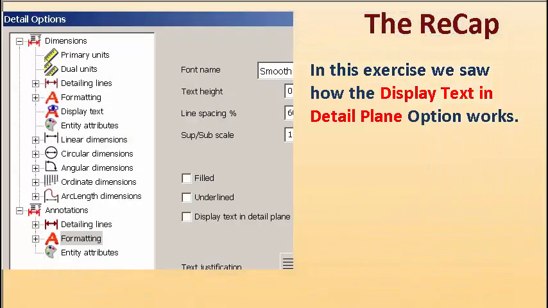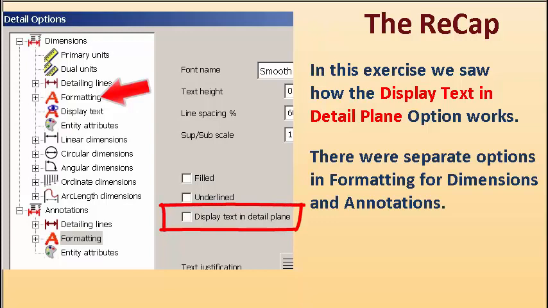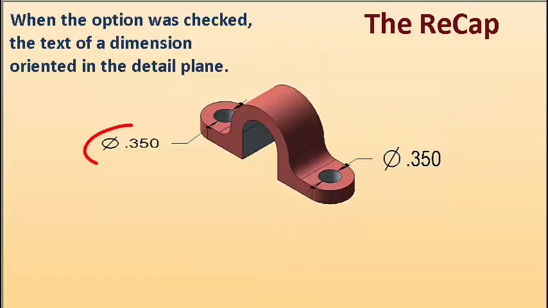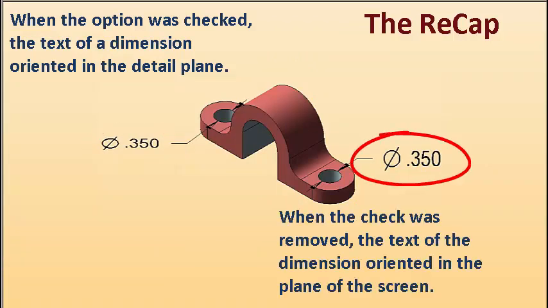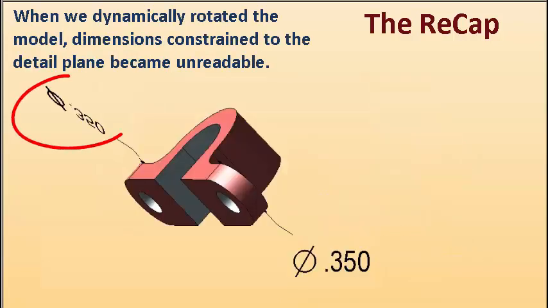In this exercise, we saw how the display text in detail plane option works. There were separate options in formatting for dimensions and annotations, and we worked with the dimensions formatting. When the option was checked, the text of a dimension was oriented in the detail plane, and when the check was removed, the text of the dimension was oriented in the plane of the screen.